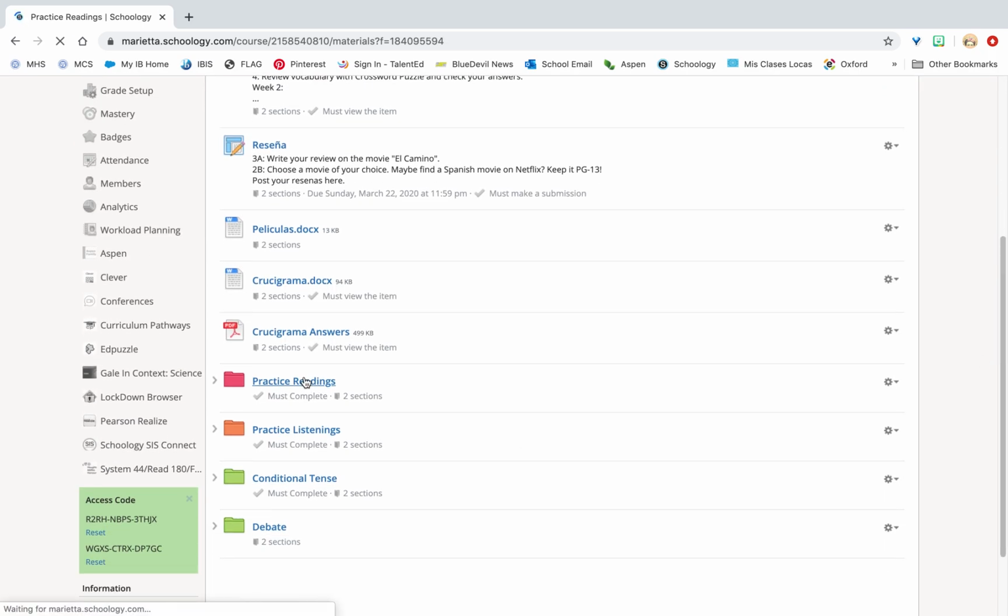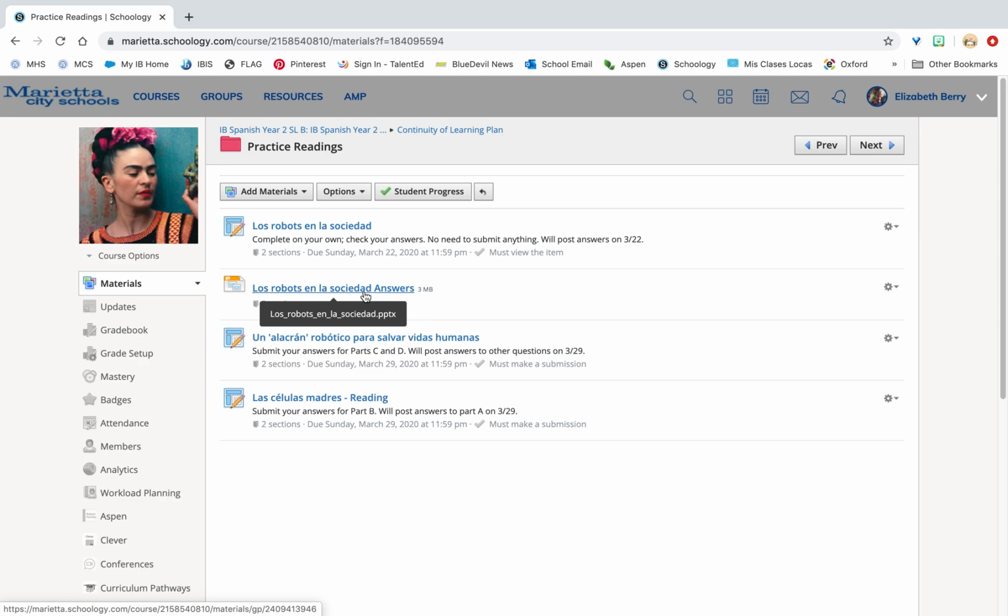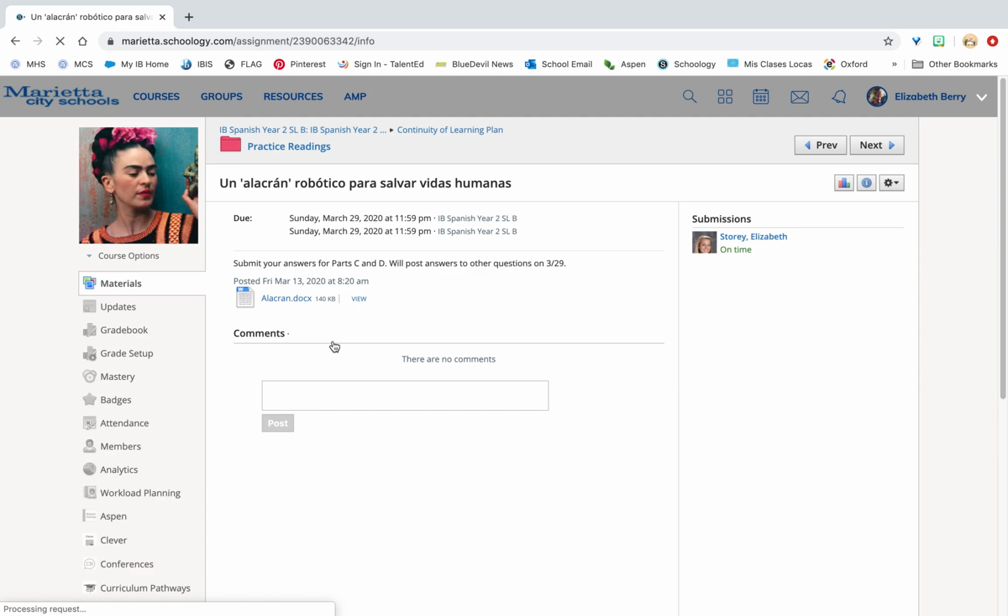As you can see, I've posted the answers to Robots en Sociedad, okay? Shoot me a message or put it in the comment section if you're unsure about why those are the answers. So here are the 2 readings you're going to do for this week. And again, they're shorter, I promise, and don't require as much work as Robots en Sociedad.